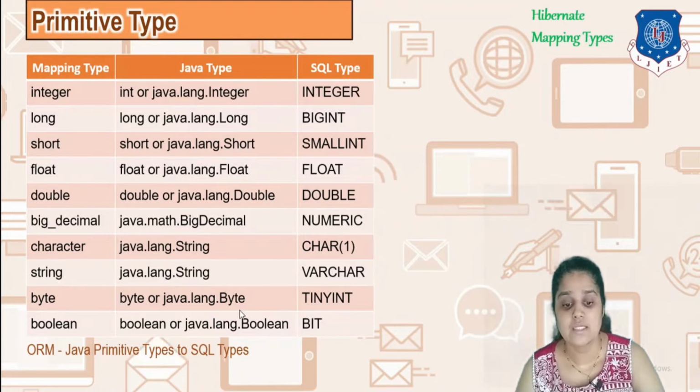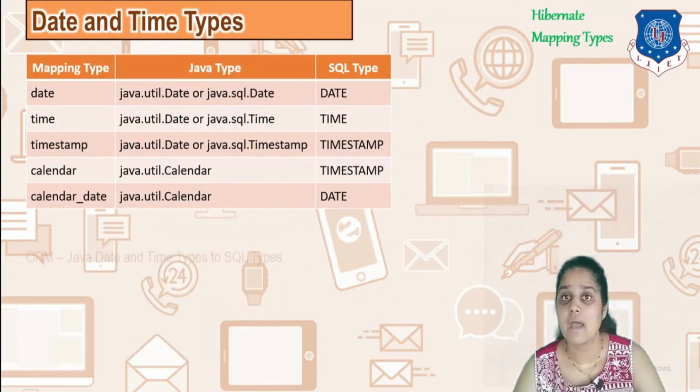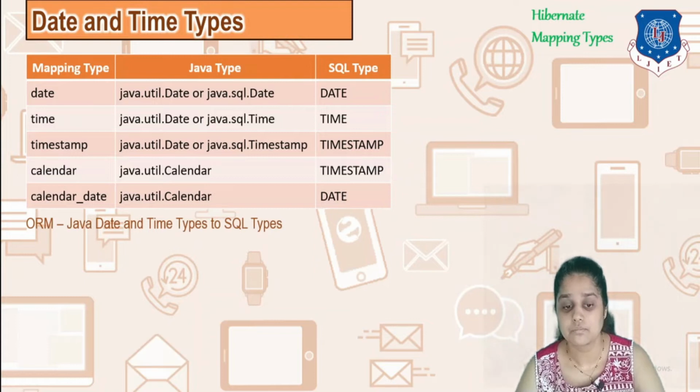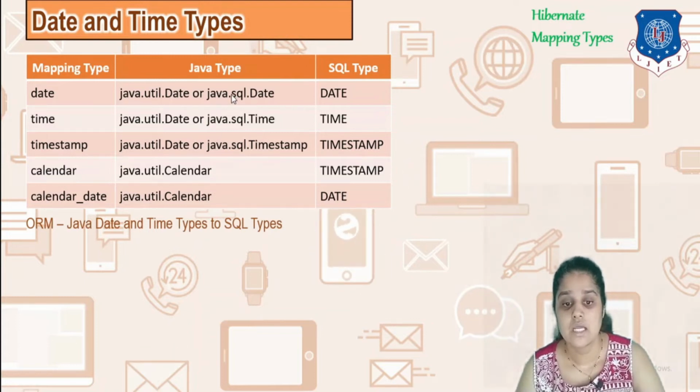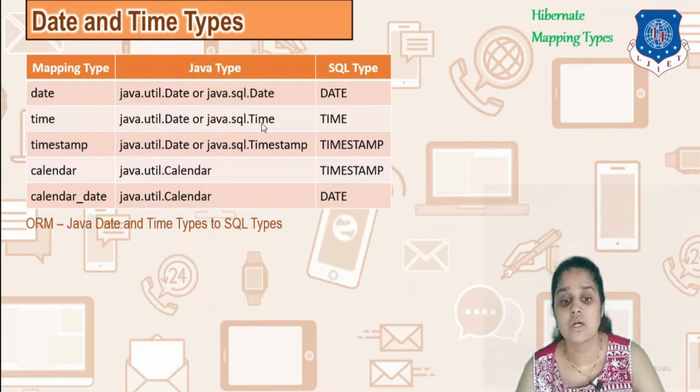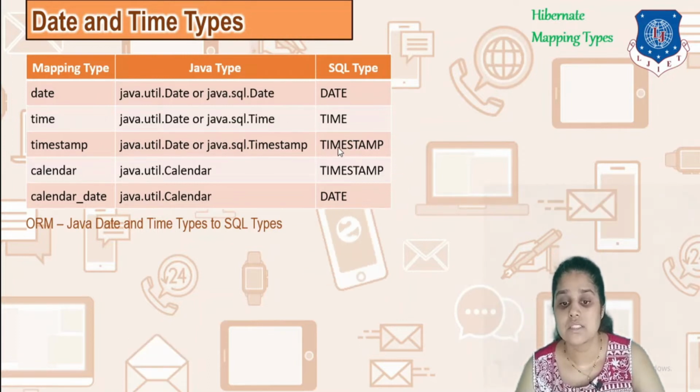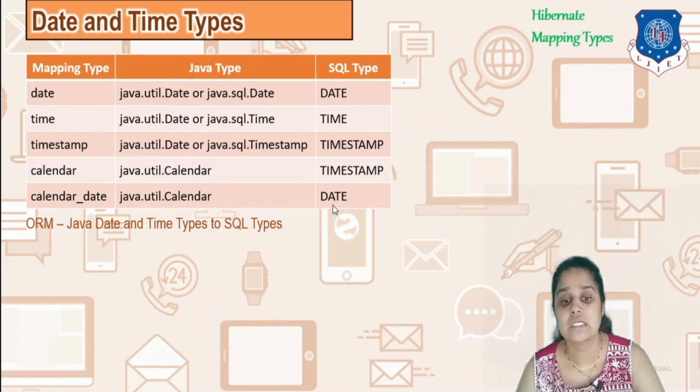If I have byte, I can map it with tinyint. If I want to convert boolean, then my class file will have boolean and the database will have bit. Similarly, I can map dates and times. They can be java.sql.Date by date, java.sql.Time by time, Timestamp by timestamp, Calendar by timestamp and Calendar by date.